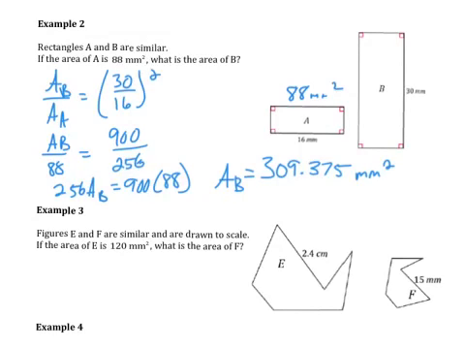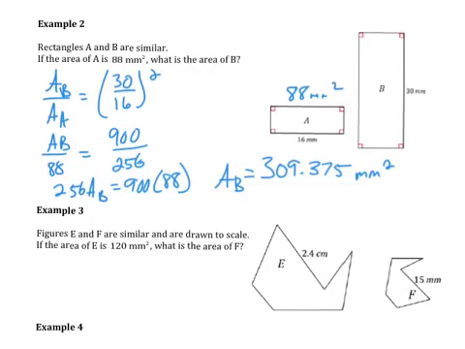So for example 3, I want to see if you guys can set it up on your own. E and F are similar and drawn to scale. I don't think it matters because we're given the dimensions anyway. If the area of E is 120 millimeters squared, what's going to be the area of F?